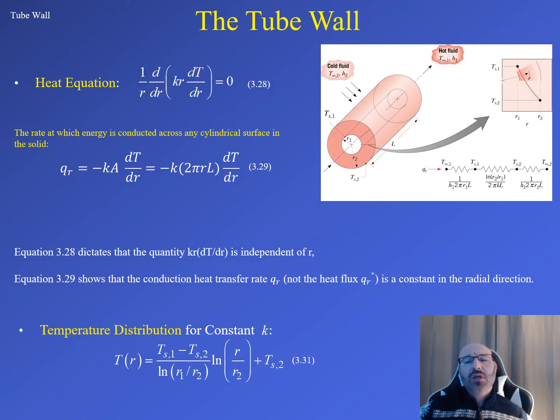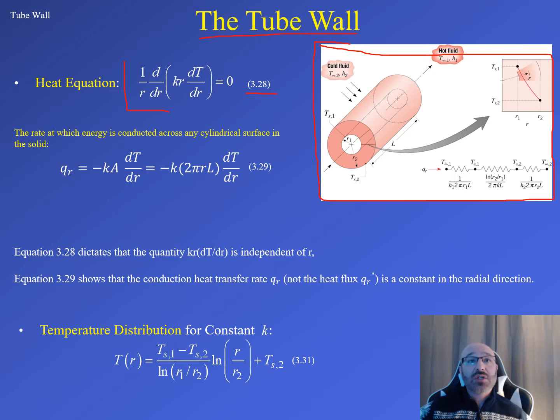So now let's take a look at some of the governing equations associated with the tube wall here. You can see I've redrawn our diagram over to the right for our tube wall that we just saw on the previous slide. Now we can see our governing heat equation that we're going to utilize for the tube wall is given by equation 3.28 in our textbook here.